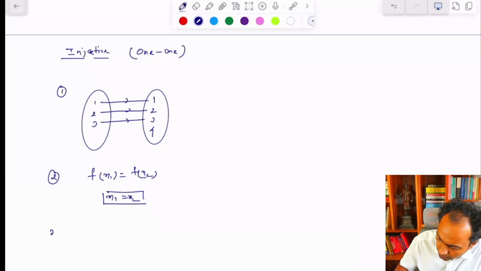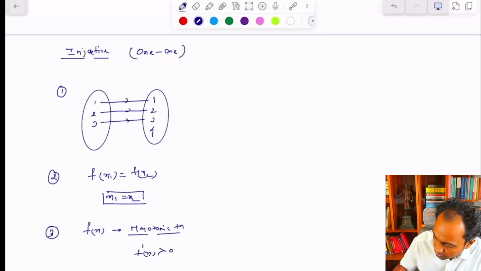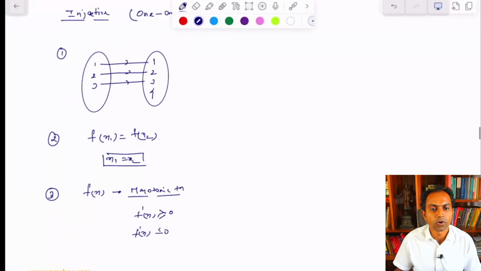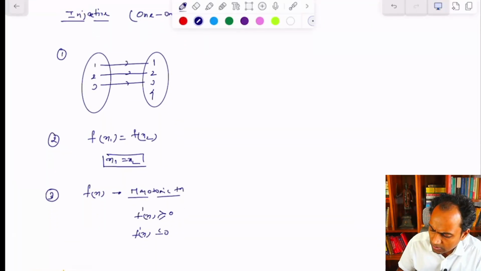Then there is a third way of looking into it. 1-1 functions, if f of x is a 1-1 function, then it is also a monotonic function. That would fundamentally mean f dash of x would be either greater than or equal to 0, or f dash of x would be smaller than or equal to 0. Now this equal to 0 that we are talking about is happening over a point and not over an interval. So in simple terms, it would be increasing or decreasing in nature.